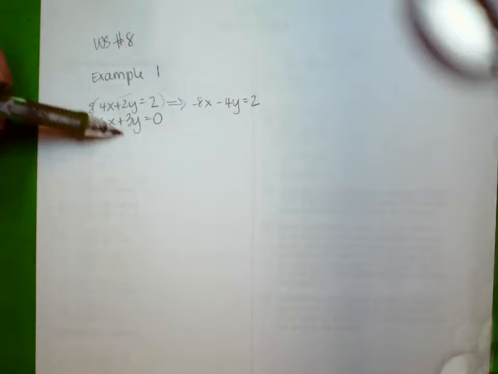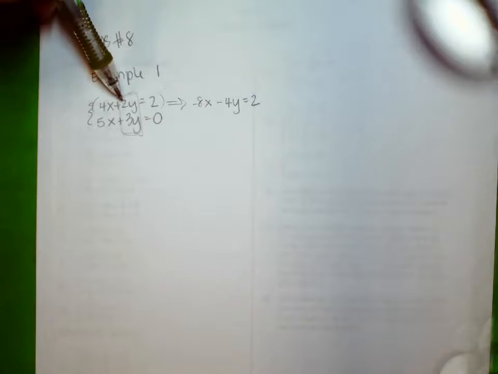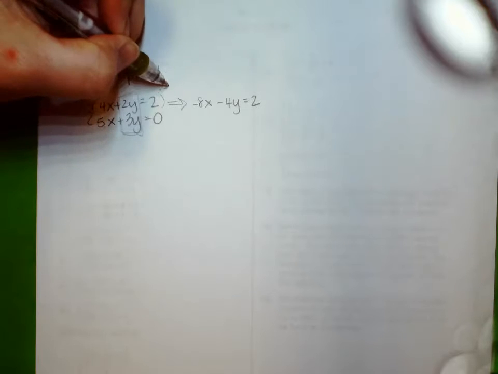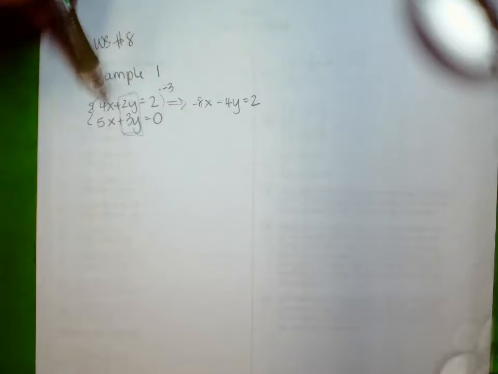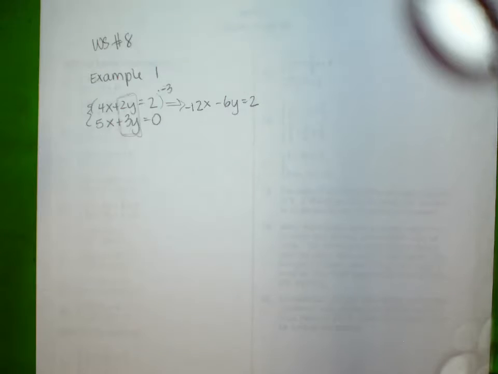Let's say that instead of multiplying by -2, we recognized that if we got our y values to be one of them +6 and one of them -6, it would cancel out. So to get this y value from the first equation to be a -6, we'd have to multiply the whole thing by -3. So we'd have -3 times 4x, which would give us -12x. -3 times 2y would give us -6y. And 2 times -3 would give us -6.